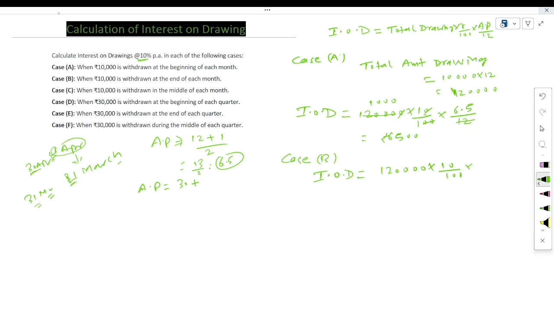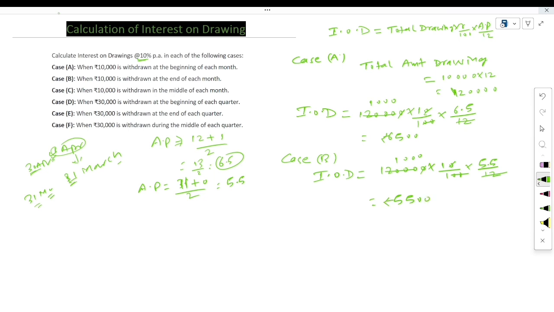After you withdraw on 30th April, how many months will be left here? 11 months will be left, and for the last drawing, 0, upon 2. It means 5.5 will be your average period. So you can write here 5.5 upon 12. Now you can solve this, and 5,500 will be your interest on drawing.